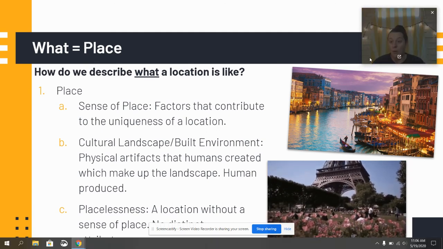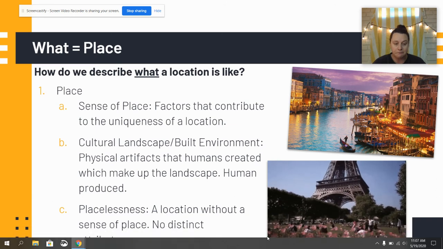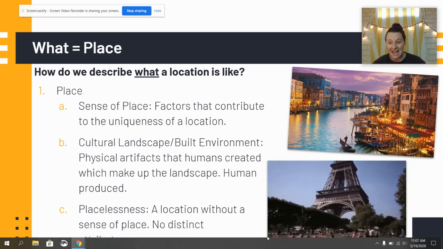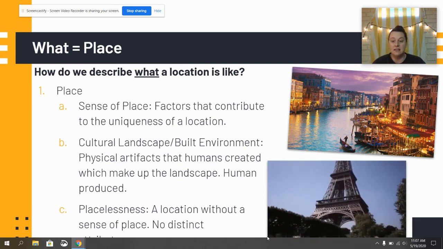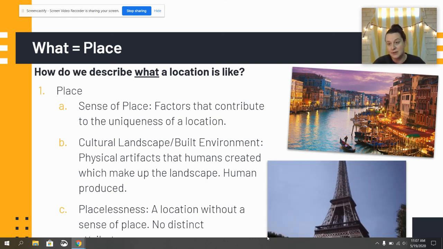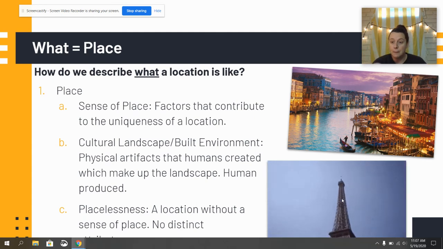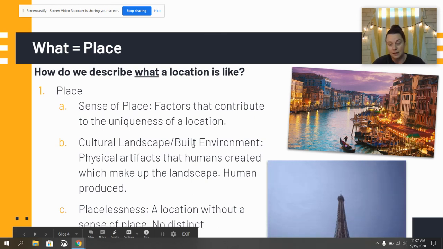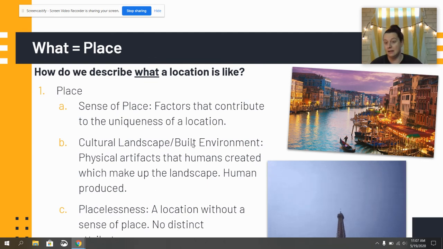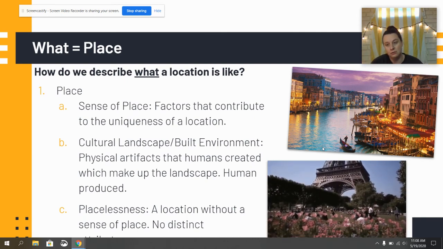When they're answering the question, what? The first thing to consider is place. We've already talked about place a little bit in a previous video. When we're describing what a location is like, we're going to think about things like the sense of place. This is a factor that contributes to the uniqueness or the originality of a location. You can see here I've got the Eiffel Tower. This is a piece of the built environment, which I'll talk about in a second, that creates a sense of place in Paris. Another example is the gondolas going through the canal in Italy. This is very popular and gives a sense of uniqueness to that location.